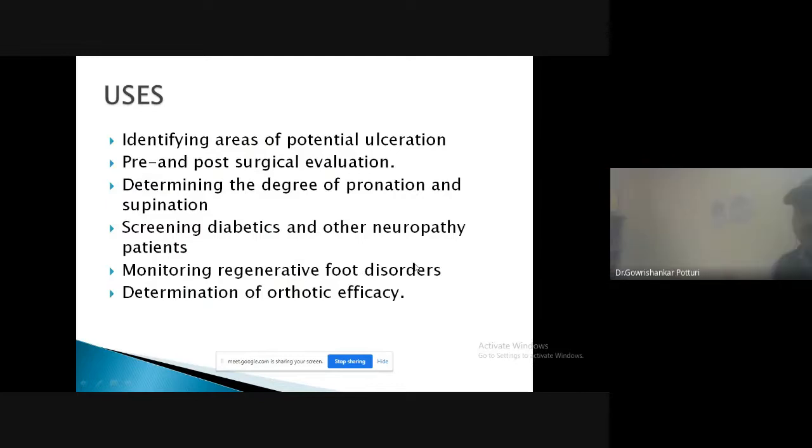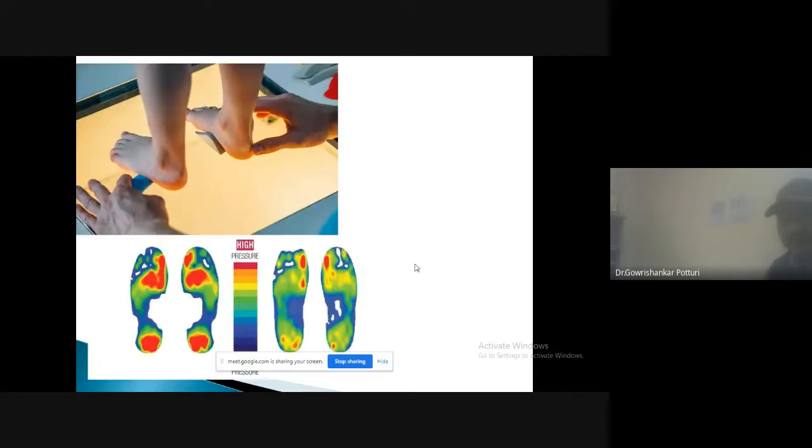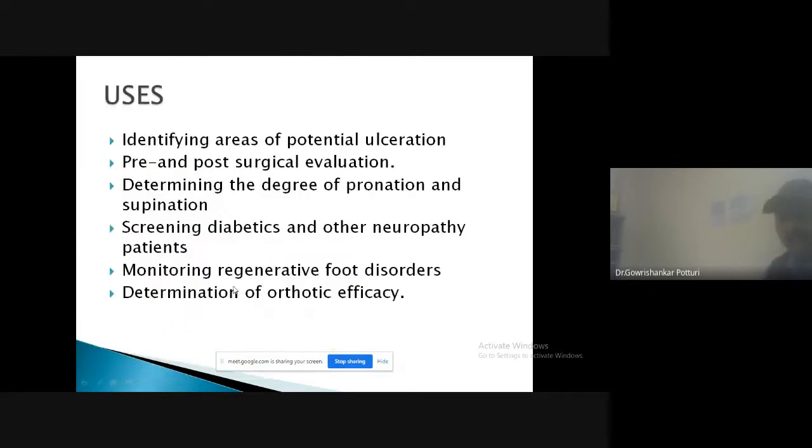Now, what are the uses of the scan? Podia scan helps in identifying areas of potential ulceration. As I told you, in this picture, see heels, they are high risk for development of ulceration. Metatarsal heads, high risk of developing ulceration. Like that, we can identify the potential ulceration. Pre and post surgical evaluation. Determining the degree of pronation and supination, it means inversion and eversion.